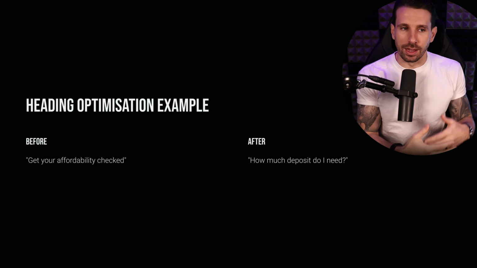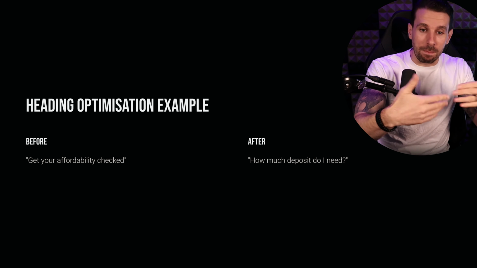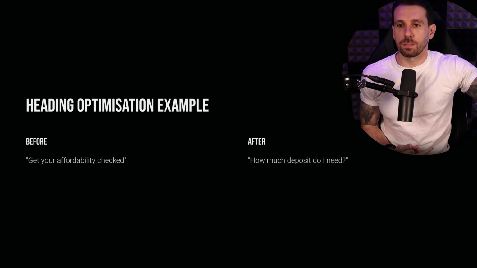Well, if there's seven tips to get your first mortgage as a first-time buyer, it might be tip 1 is this, tip 2 is this, tip 3 is this. Oftentimes when people write blogs, they'll say tip 1 is get your affordability checked. But actually, that's not searchable. To make it better, you can get the AI to rewrite that: Tip 1 is how much deposit do I need?